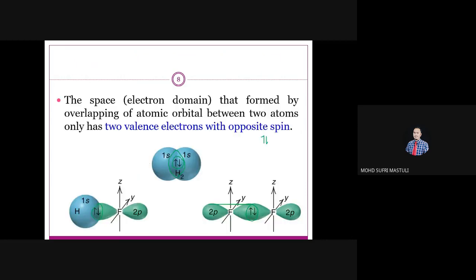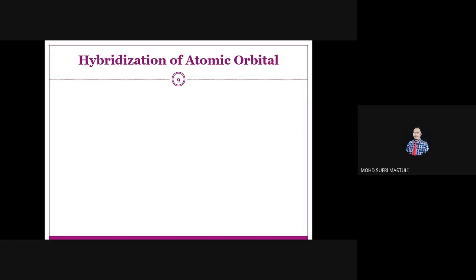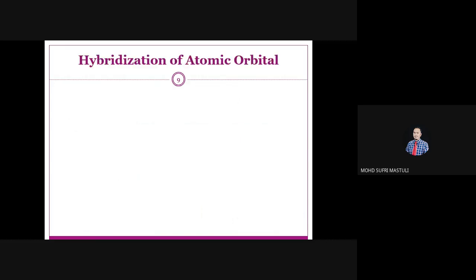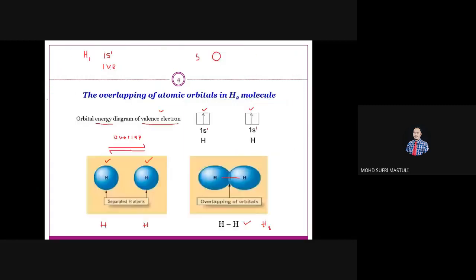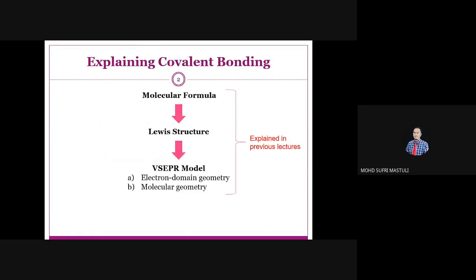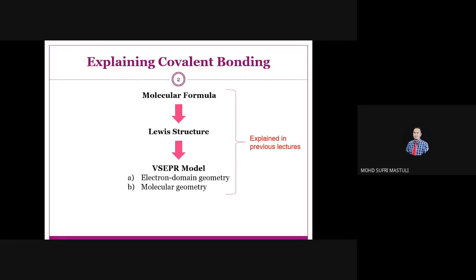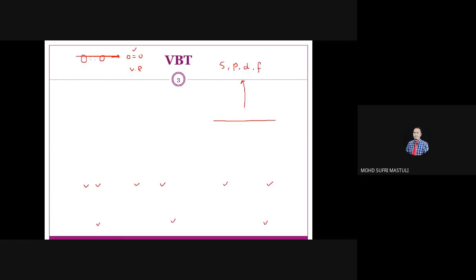Okay, so I think for this video is enough until here. We're going to continue on the next video on the hybridization. So I just want to recap. It's a simple one. This is the valence bond theory, the extension from the previous lecture. It is another model that we use to explain further the covalent bonding.